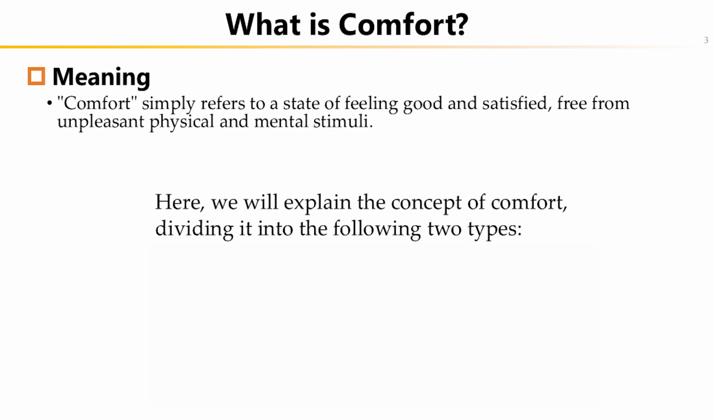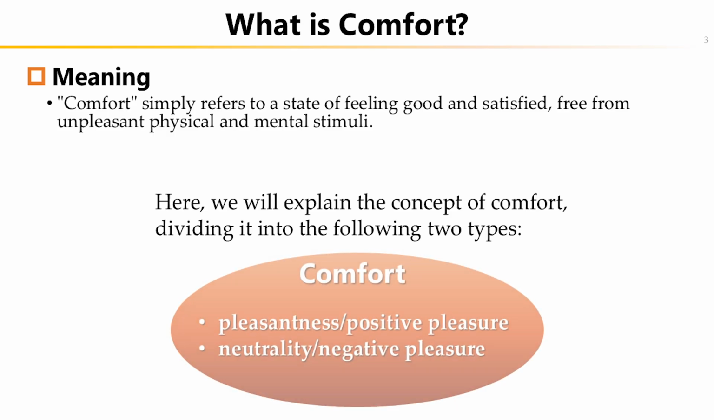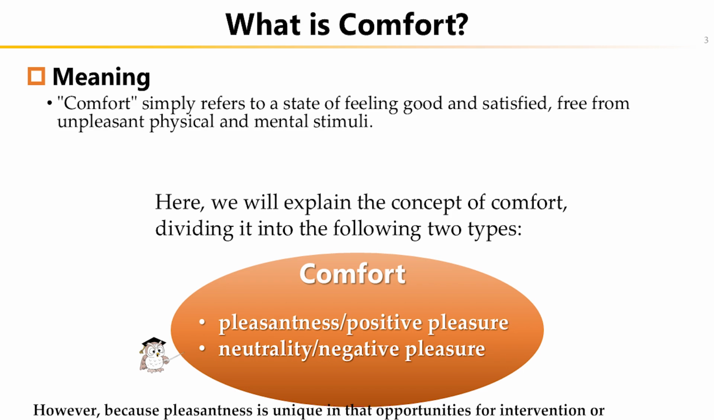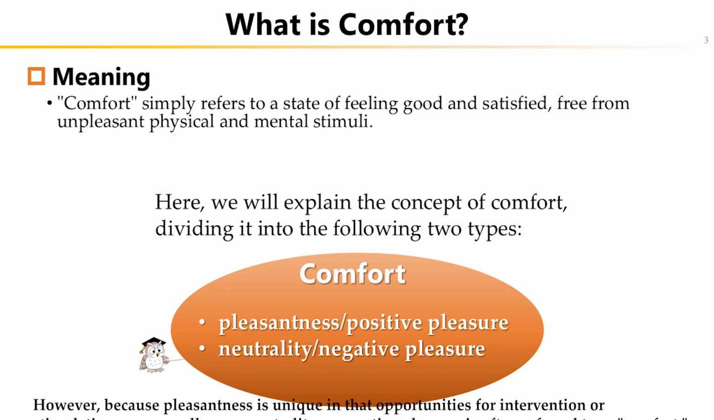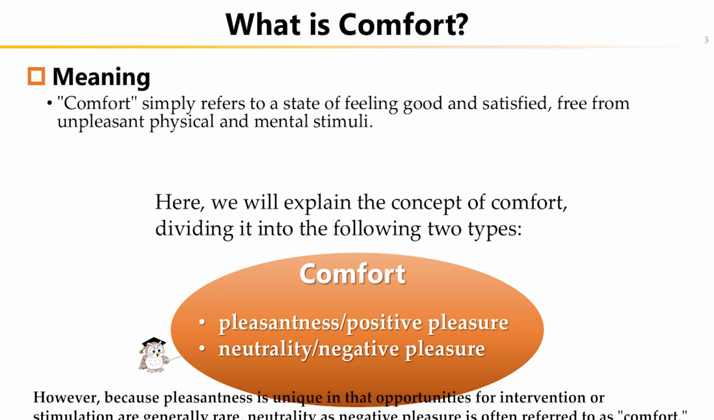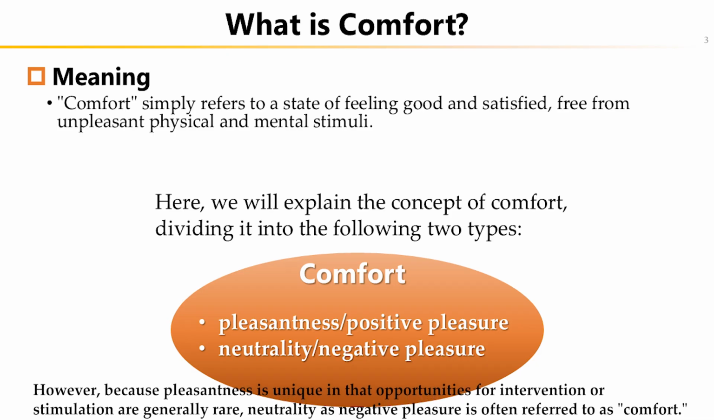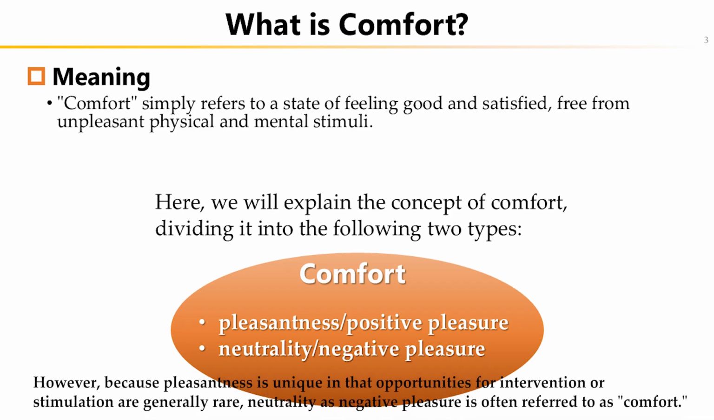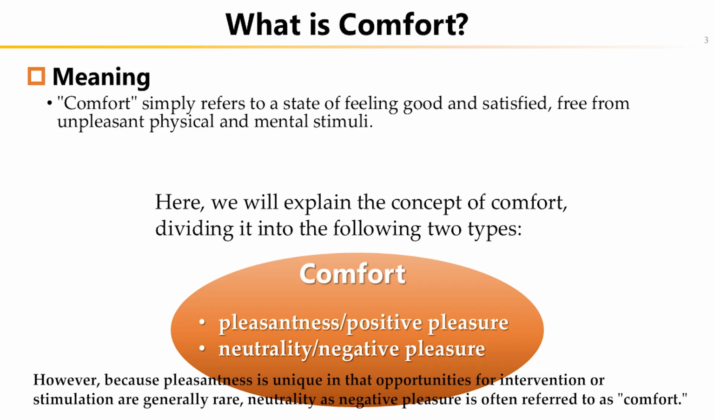Here, we will explain the concept of comfort, dividing it into the following two types. The first is pleasantness as positive pleasure. The second is neutrality as negative pleasure. However, because pleasantness is unique in that opportunities for intervention or stimulation are generally rare, neutrality as negative pleasure is often referred to as comfort.